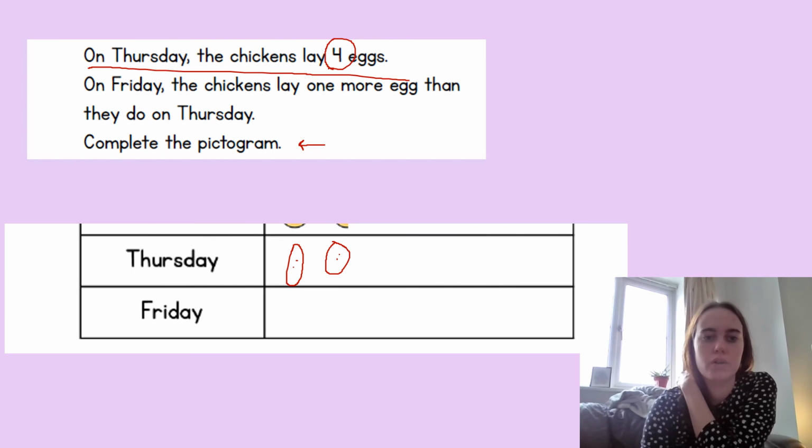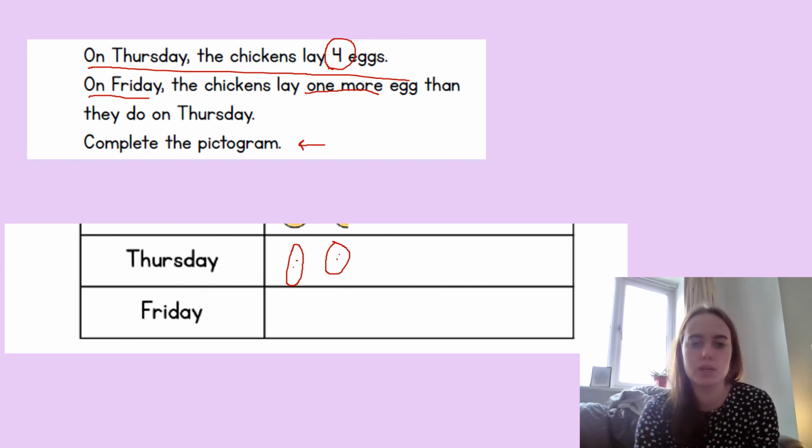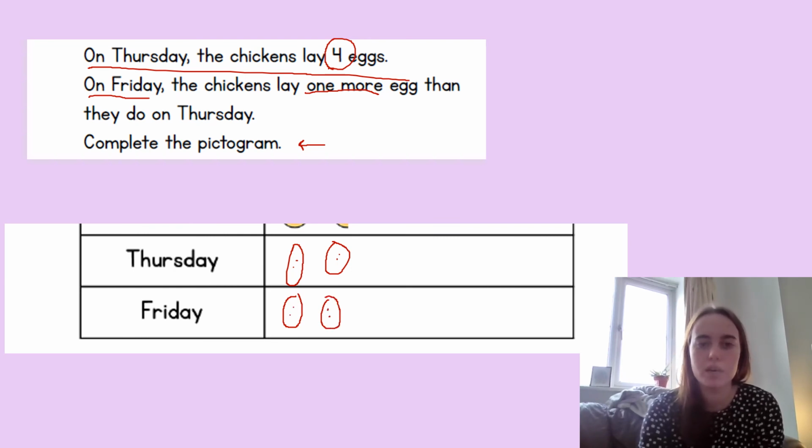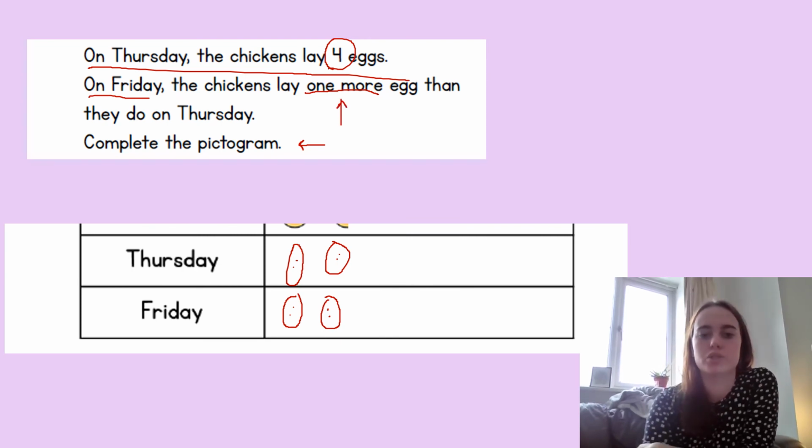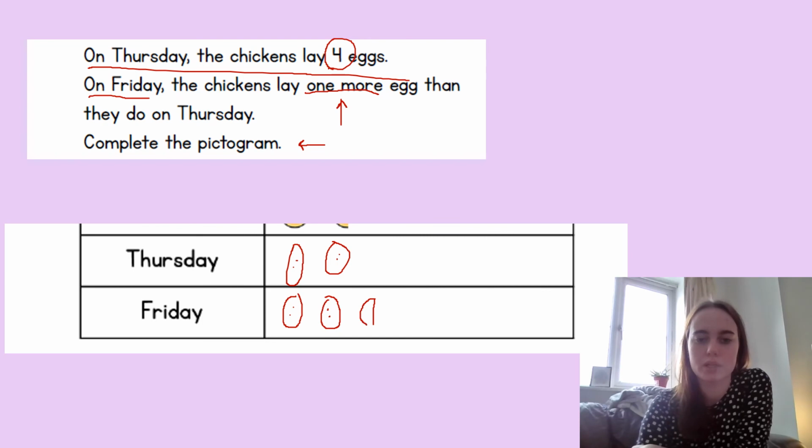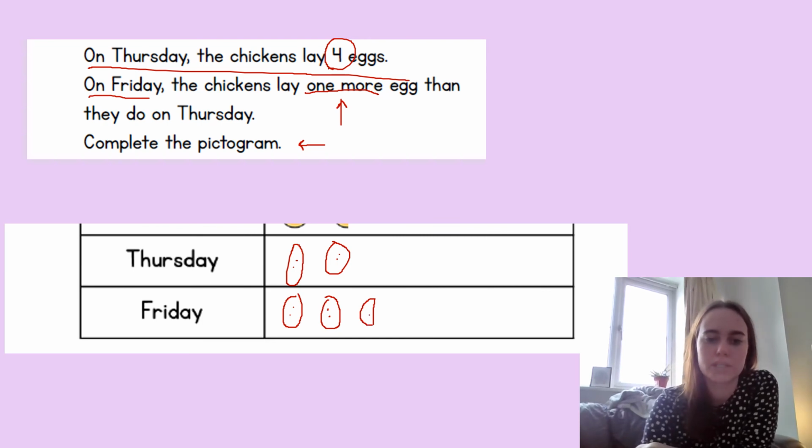It then says on Friday the chickens lay 1 more egg than they do on Thursday. So we know that Thursday has 4, so Friday's definitely got to have 4, but Friday has 1 more egg than Thursday. And to show 1 more, we need to make sure we show half an egg, because a whole egg would show another 2. So there you go, that just shows us 1 more. So we've now got 5 on Friday.